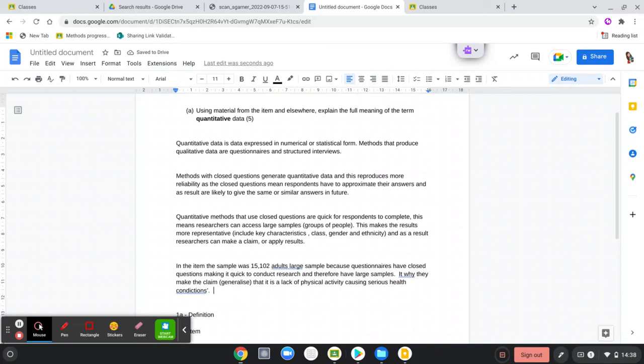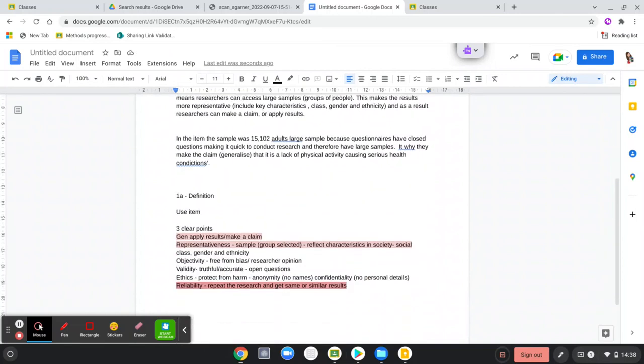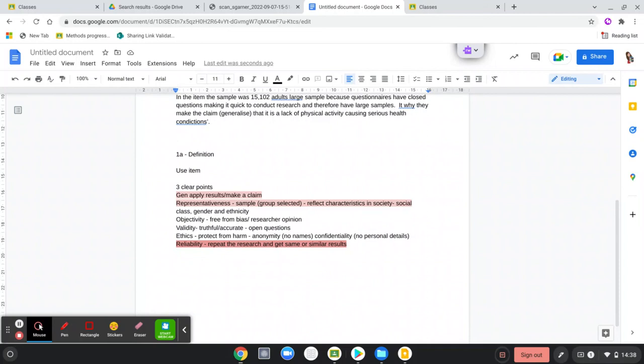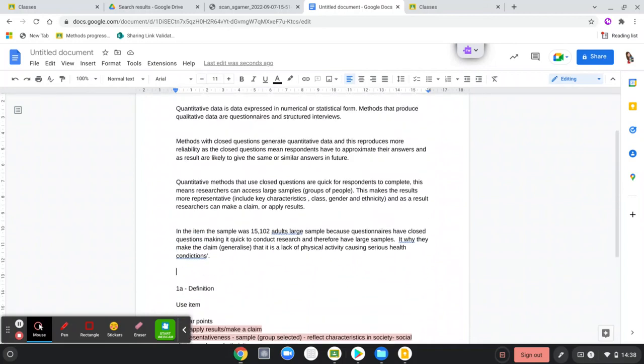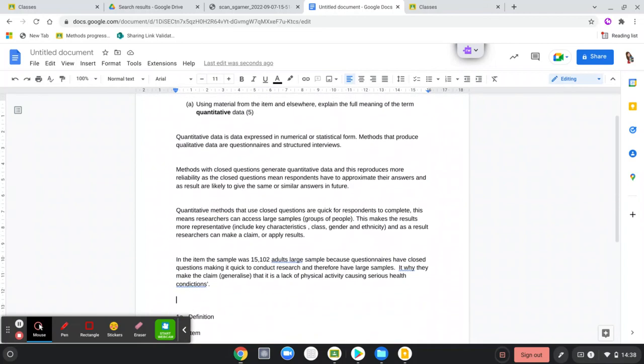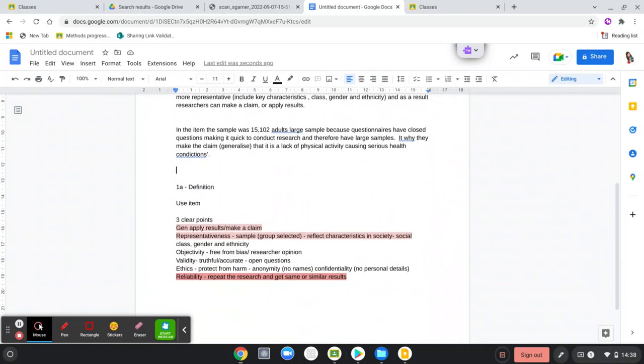That's the item mark. Definition is here. Clear point linked to reliability. Clear point linked to rep and gen. Item linked to rep and gen. So the examiner's like very clever. You can see when we're hinting at rep and gen and link to it and explain it. Very well done. Right. Okay. Ooh, I'm missing a mark. I can see I've got 4.